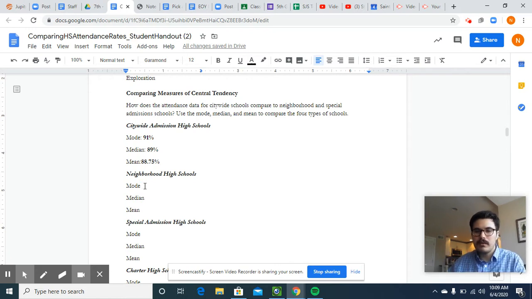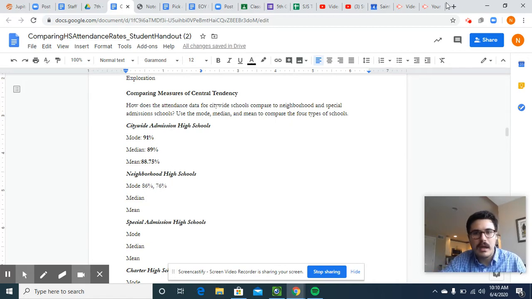The mode is the most frequent. Looking at this data plot, 86% daily attendance appears the most. That's the number that appears the most, not the highest number that I saw. Actually, coincidentally, it is also the highest attendance number on this plot. However, it is the number that appears the most. Another number that appears the most is 76%. So there are two numbers there.